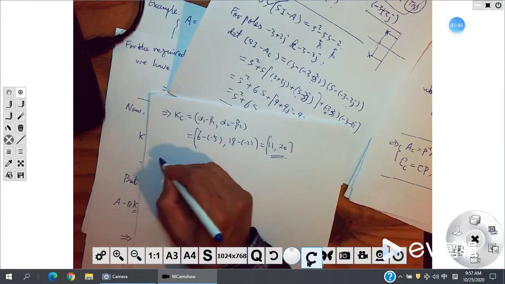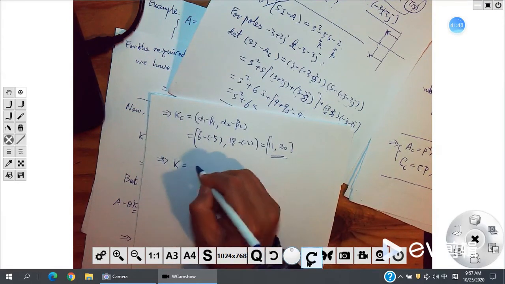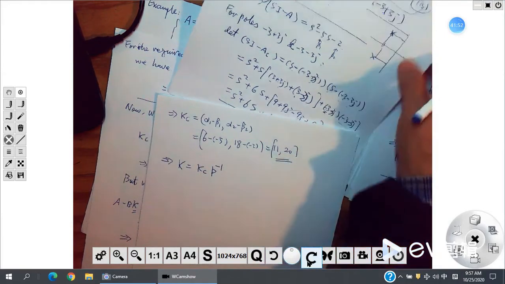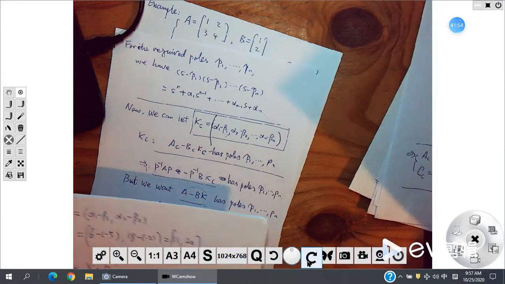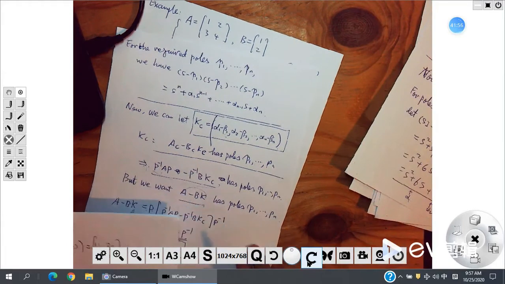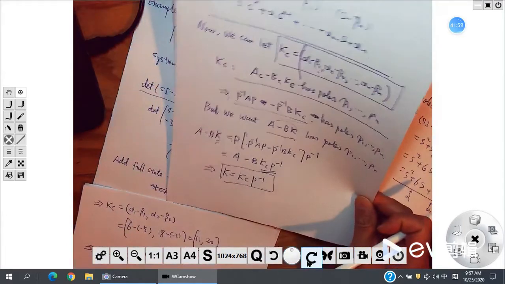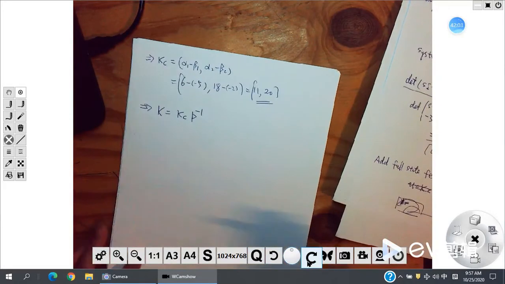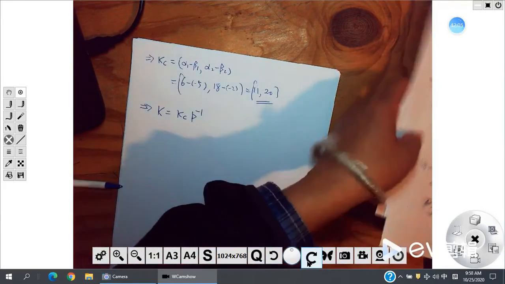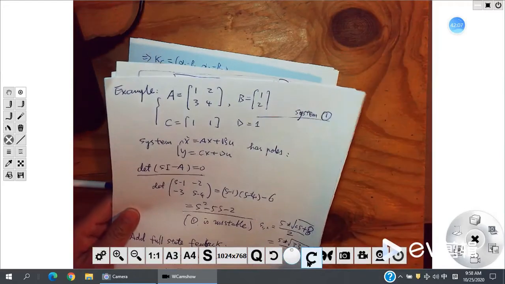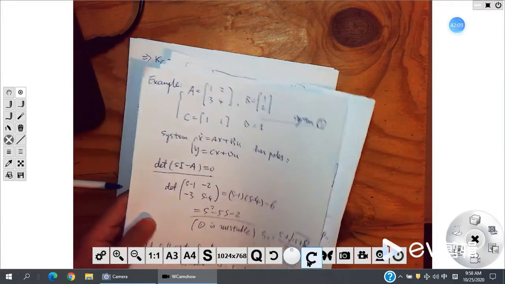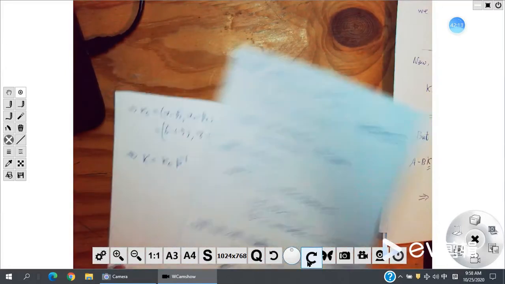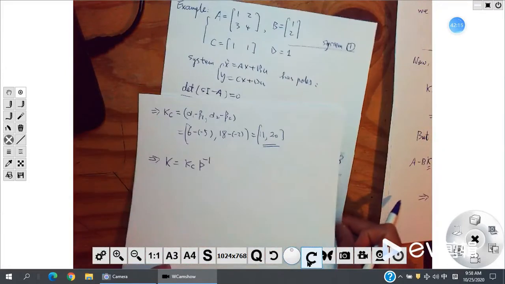And then what is K? K will be Kc times P inverse. And P, oh sorry, too many papers. Which one? Okay, let's start from here. I have A is here, right? A is here.